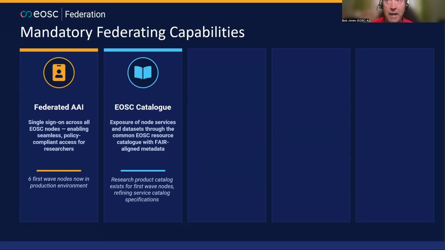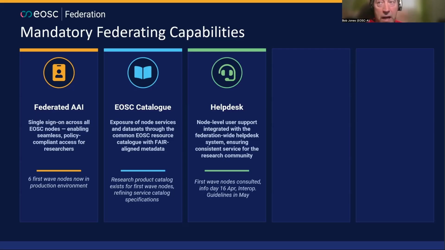The ones we're expanding on now are, first, the introduction of the help desk, so high node level support, integrating the different help desks across the different nodes. This is especially relevant when, as a user, you're making use of resources from another node which is not your home node, making sure that support is available and consistent. The first wave nodes have all agreed to this. They've been consulted. We're looking at a basic evolutionary path for putting this in place. Information has been shared, and the guidelines are coming out this month.